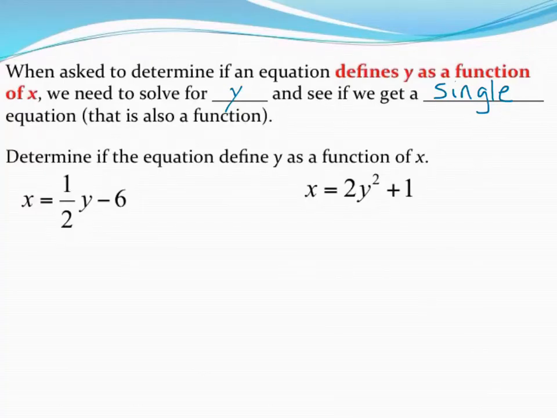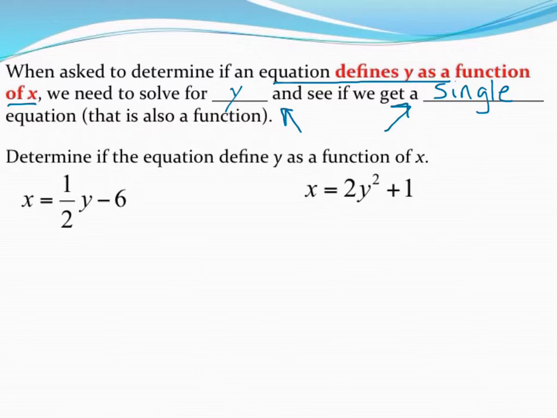In order to determine if an equation defines y as a function of x, there's two things we need to do. One, we need to solve that equation for y, rearrange it like we've done before. And then two, we have to make sure we get a single equation when we're done with that. And you may be thinking, well, how can I rearrange something and get two different equations? Well, I'll show you down here.